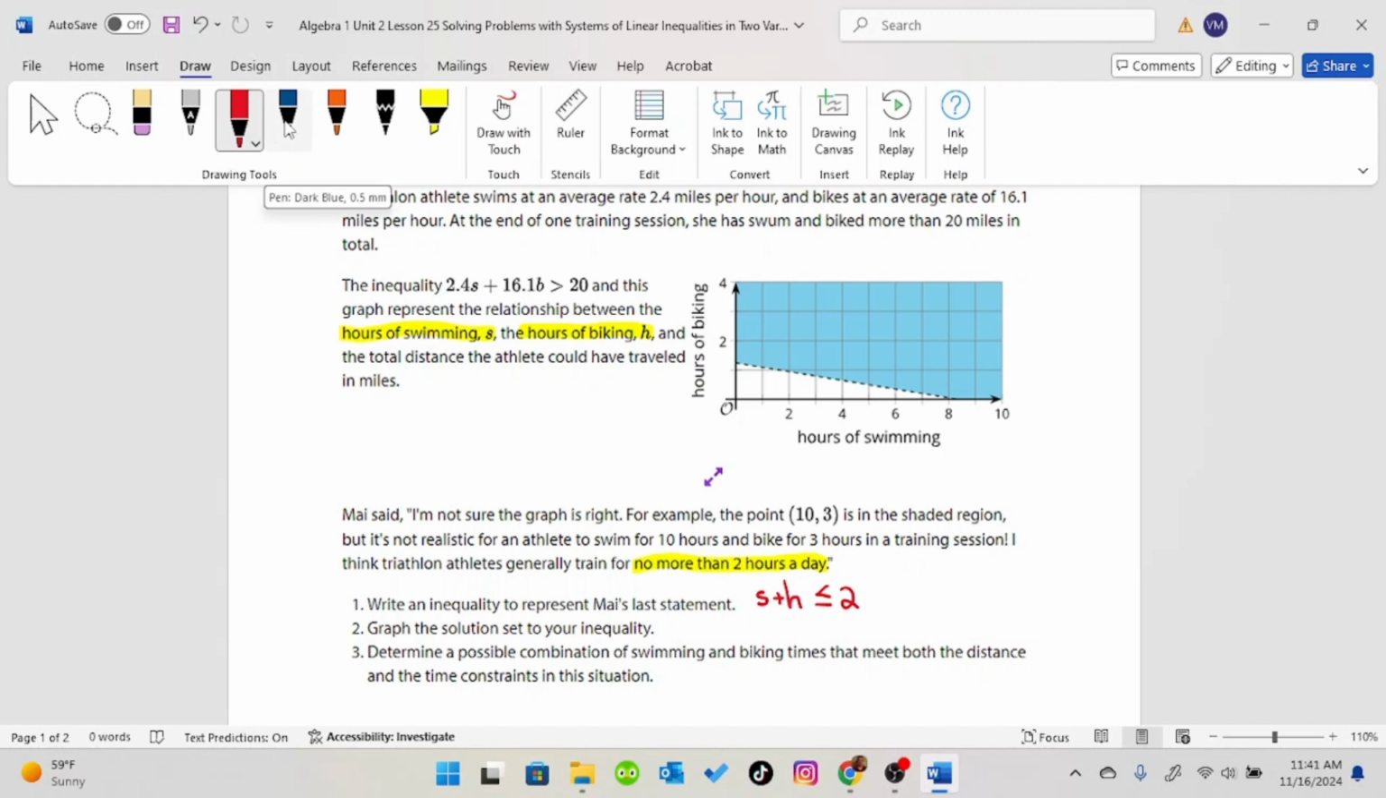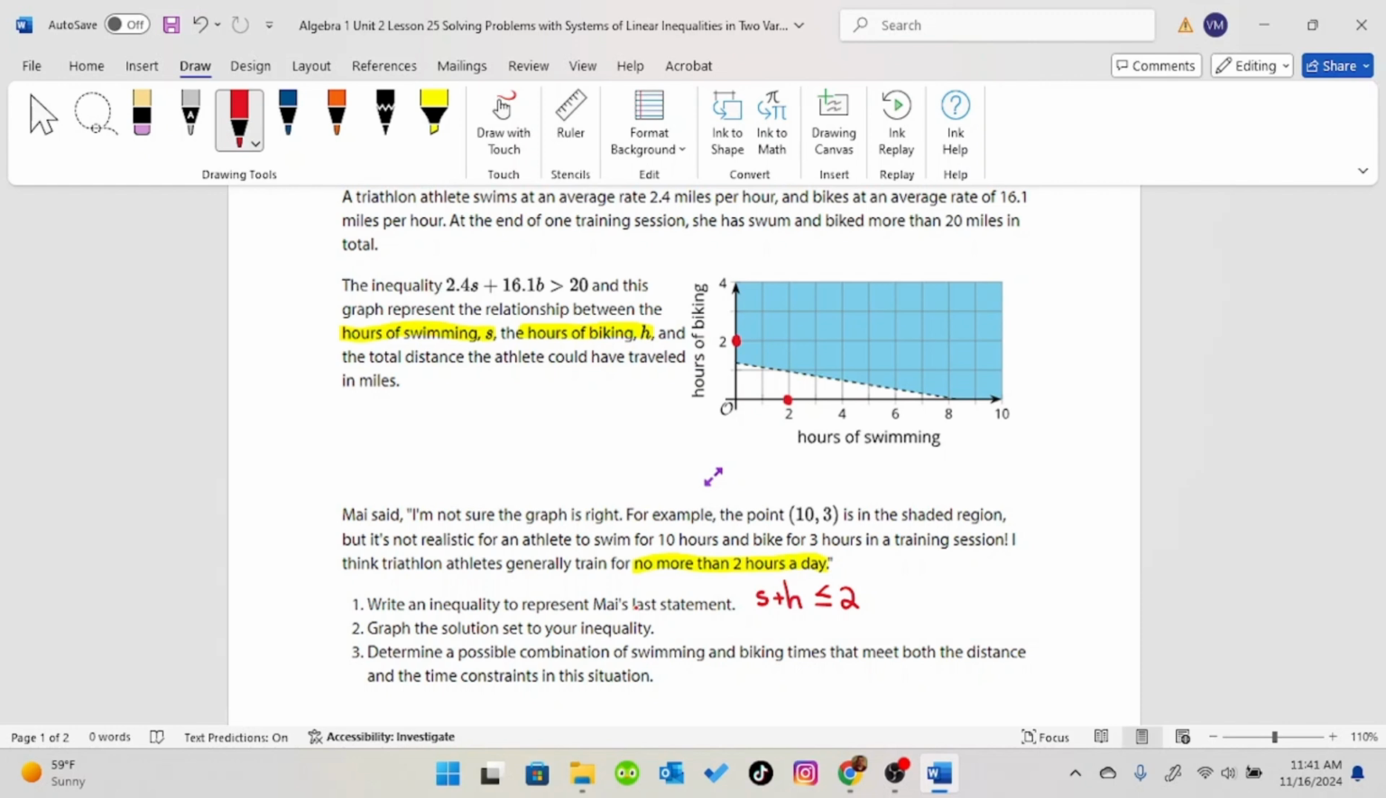Number 2 wants us to graph the solution set to our inequality. So, using this inequality, if I let S be 0, then H must be less than or equal to 2. So on my y-axis, I can put a point at 2. On the other hand, if I let H be 0, then S would be less than or equal to 2. So I can put a point at 2 on the hours of swimming.